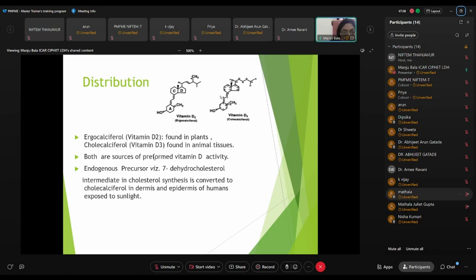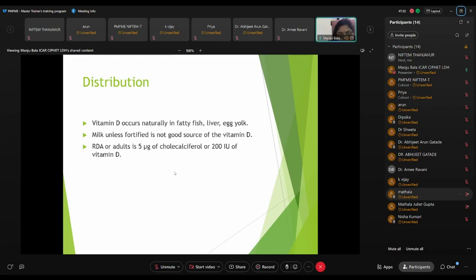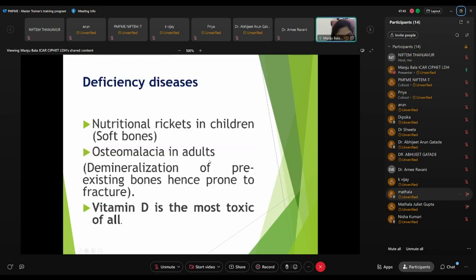If we talk about distribution, vitamin D is present in plants as ergocalciferol, D2, and as cholecalciferol in animal tissue. Both are sources of preformed vitamin D activity. Endogenous, as I discussed earlier, during the formation of cholesterol, from cholesterol we can get the precursor of vitamin D. So it is also present in animal tissue. Milk, unless it is fortified, is not a good source of vitamin D. The RDA is 5 microgram of cholecalciferol, or 200 international units of vitamin D.